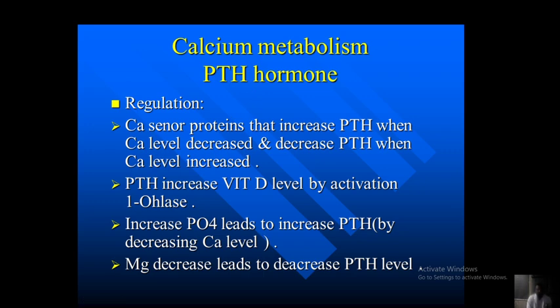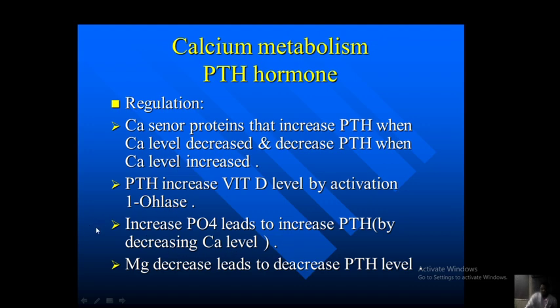The calcium sensor protein increases PTH when the calcium level is decreased, and decreases PTH when the calcium level is increased. So when the level of calcium is increased, it gives negative feedback for the synthesis of PTH. PTH also increases vitamin D3 level by activation of 1-alpha hydroxylase, as we studied. Increased phosphorus leads to increased PTH, by decreasing the calcium level.